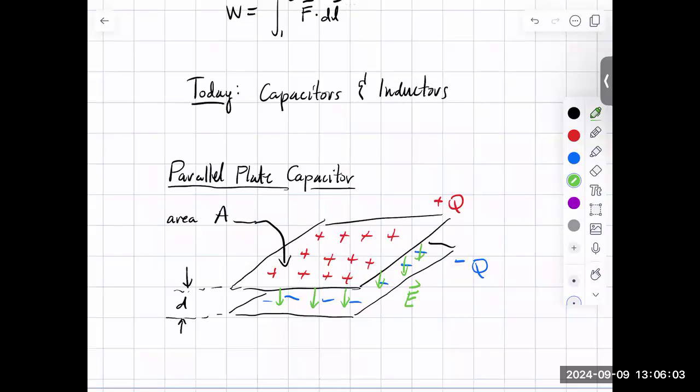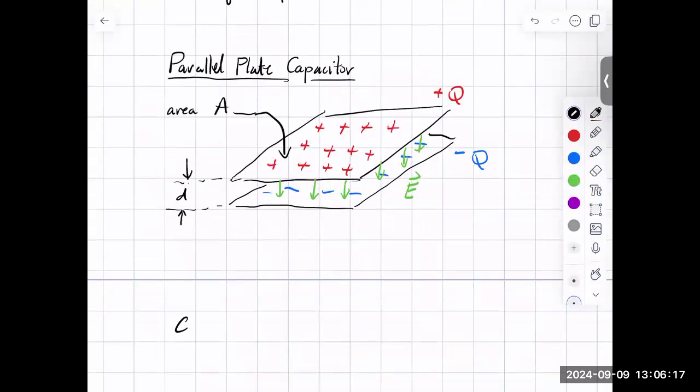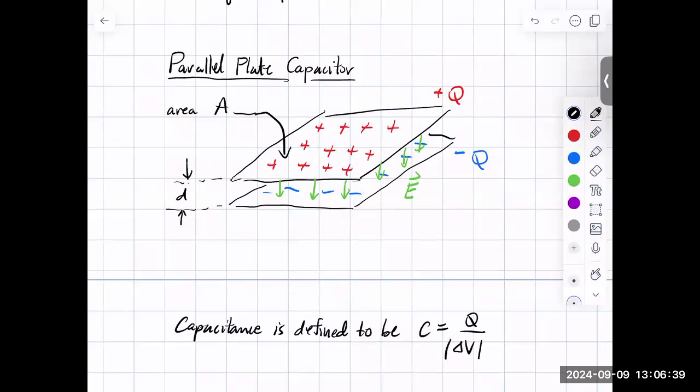So what we want to do is come up with a way to characterize the so-called capacitance of this thing. Now, capacitance by definition is the following. Capacitance is defined to be C is Q over delta V. I'll put an absolute value sign over delta V just to emphasize that we're going to imagine measuring the voltage across these plates.